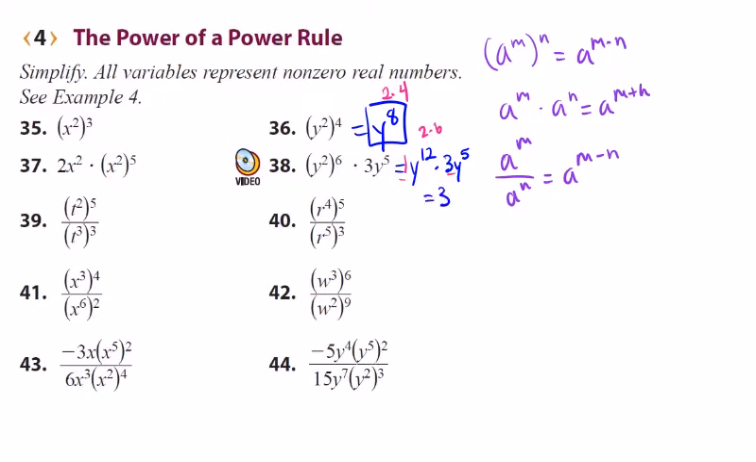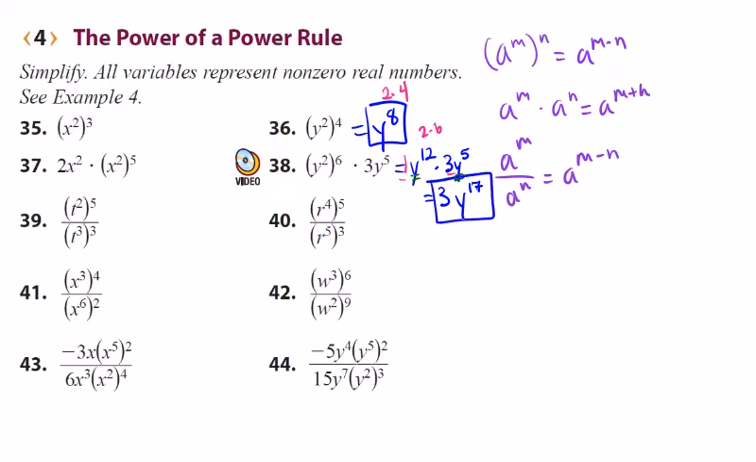And then with my y's, y to the 12th times y to the 5th is y to the 17th. Right, 12 plus 5 is 17. So I added those exponents.